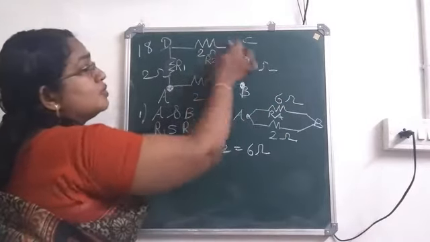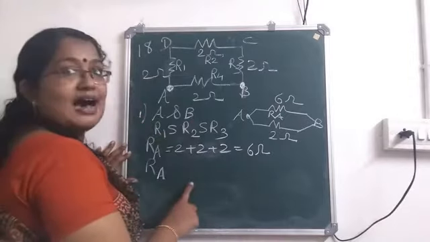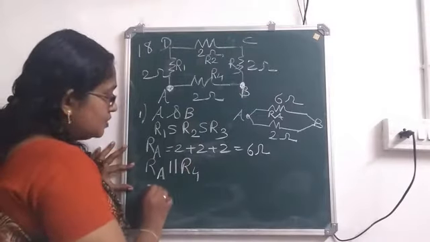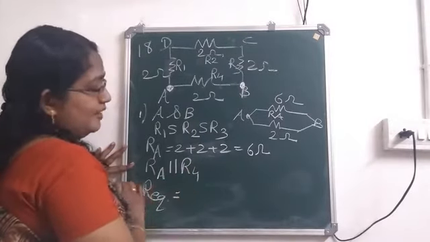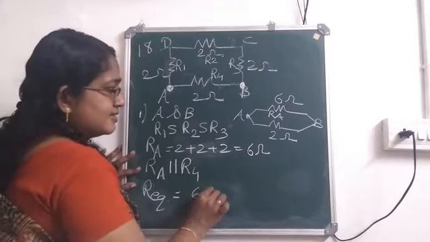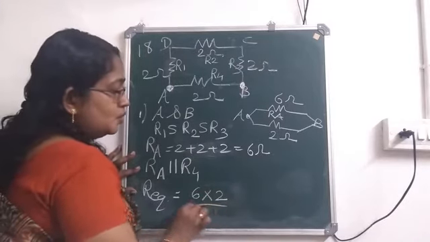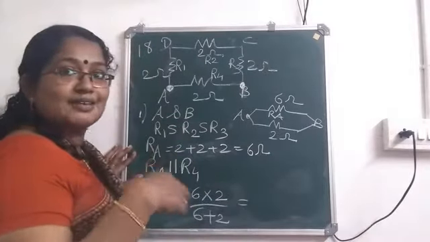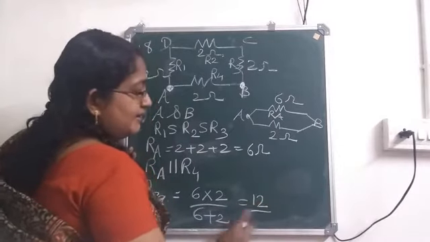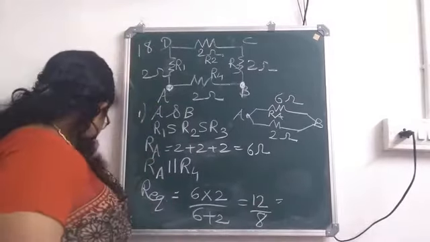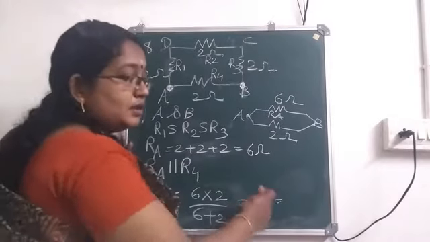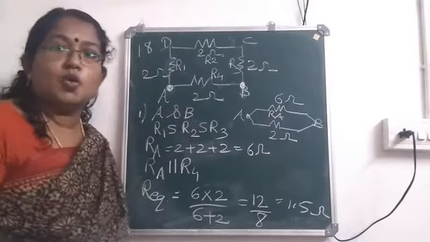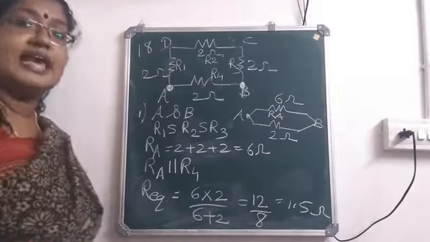These 3 resistors together have become one, and that is RA. And RA is parallel to R4. So R equivalent will be equal to, how much is RA? 6. 6 into 2 by 6 plus 2. I told you, R1 R2 by R1 plus R2. So here it is 12 divided by 8. So it is 6 by 4, or 3 by 2. 3 by 2 is 1.5 ohm. So 1.5 ohm is the total resistance between the points A and B.